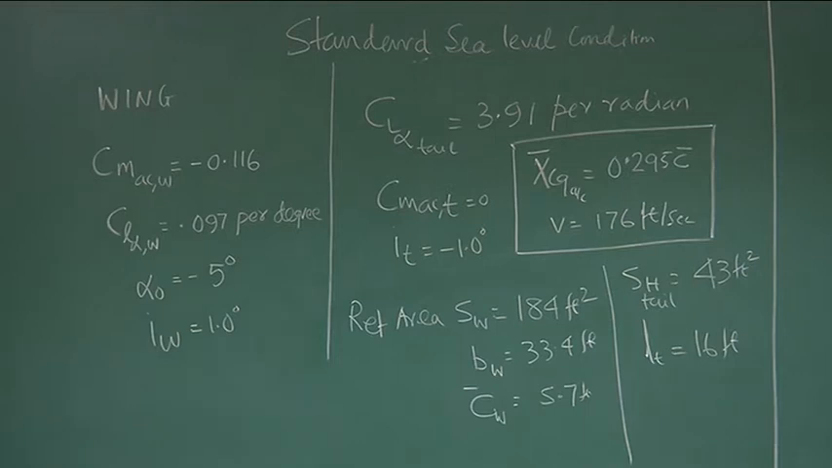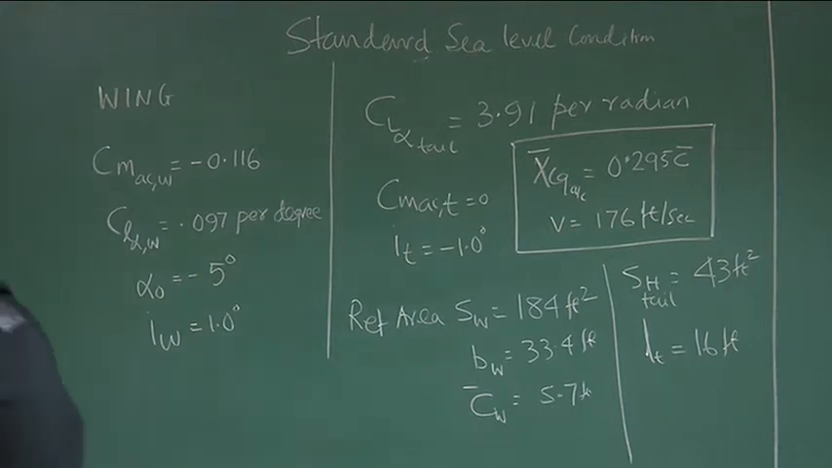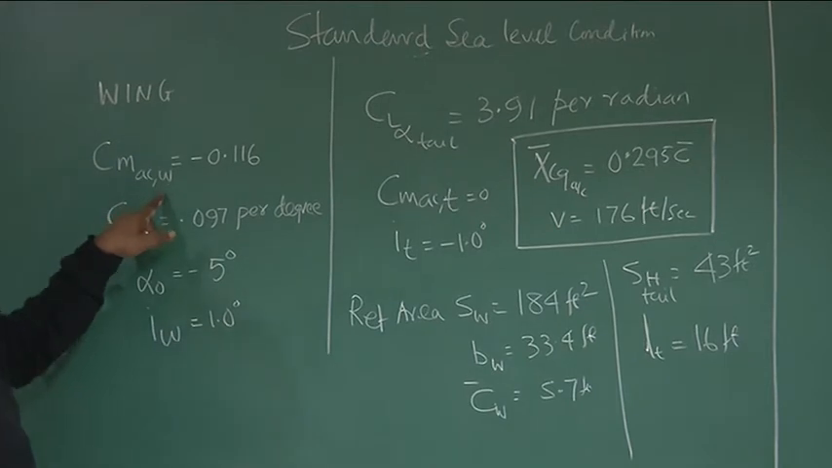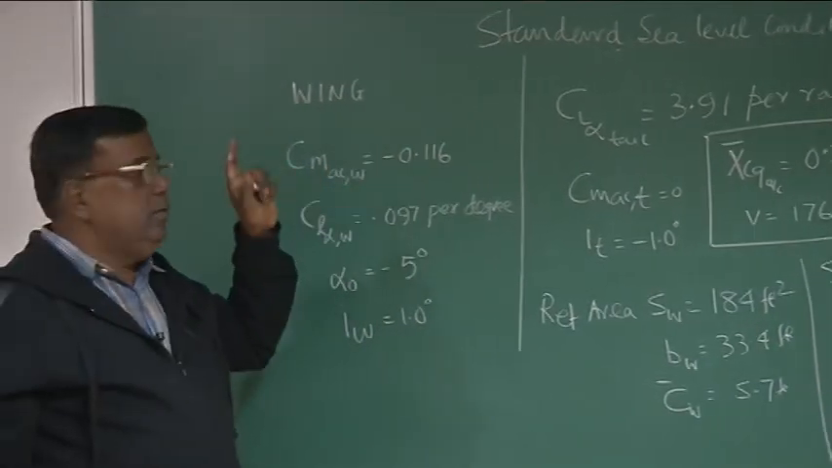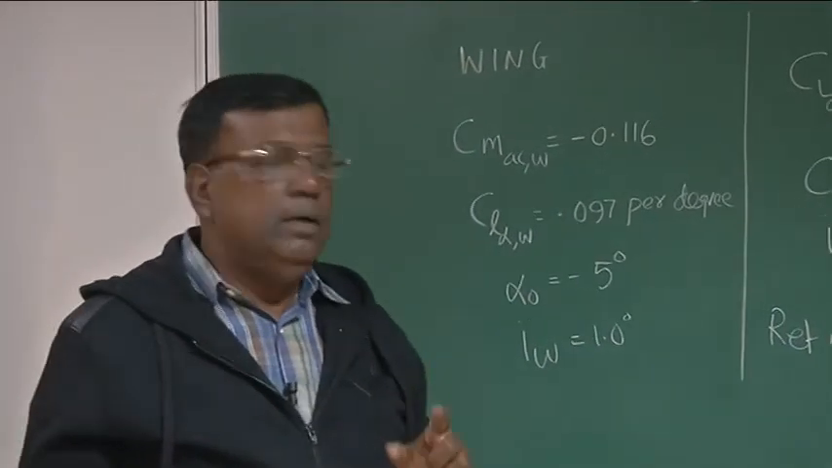What is the meaning of that? What inference we get from this information is that it is a cambered aerofoil. Correct? Because there is a CMAC wing present. Had it been a symmetric aerofoil, CMAC wing would have been 0. So one thing we understood is a cambered aerofoil.